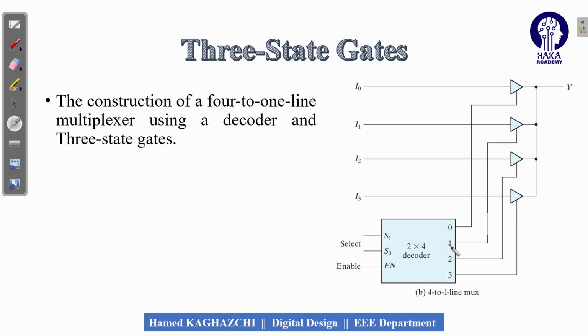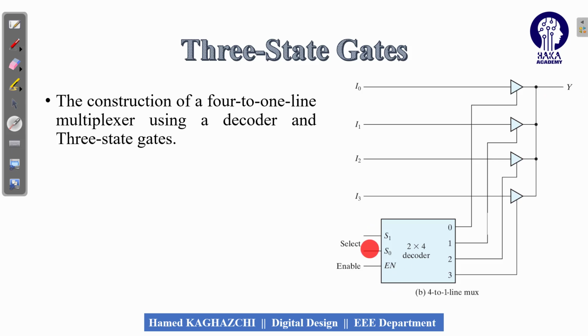just one of the outputs will be equal to 1, the rest will be equal to 0, or just one of them will be activated, the rest will not be activated. So here, if 0, 0 comes here, it means that output 0 will be 1. When it is 1 and outputs 1, 2, 3 are 0, it means that all of these three-states will be removed. Just I0 will move to the output.